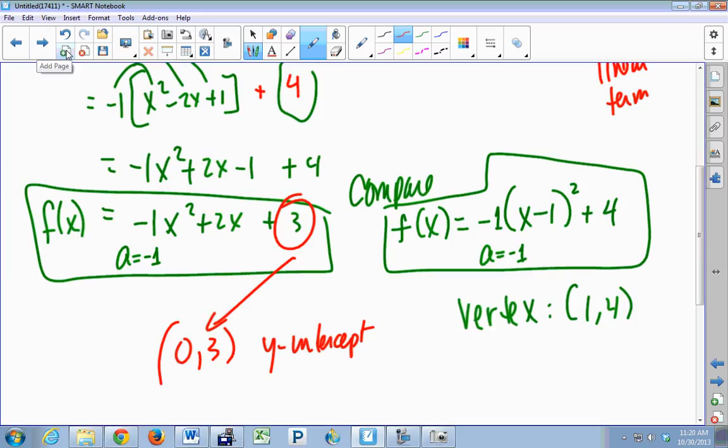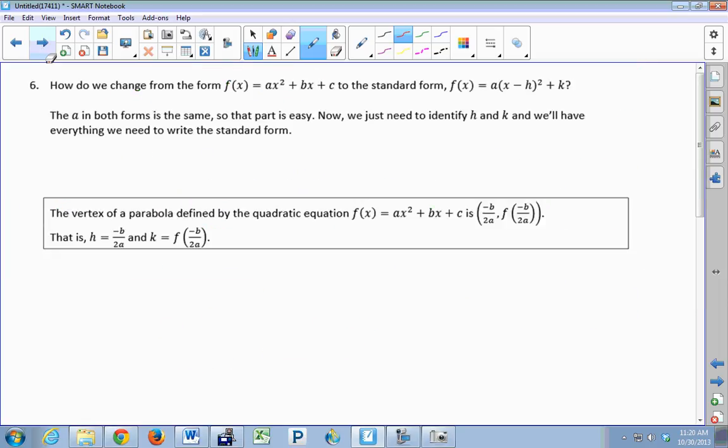Your book shows you all the mathematics involved in getting there. It's completing the square, just like the procedure they use to actually come up with the quadratic formula. So if you like that stuff, it's in your book. They do a fabulous job explaining it. All we're going to do is use the result of that particular proof. So if we want to take this form of a quadratic equation and change it to that form, or get the same information.